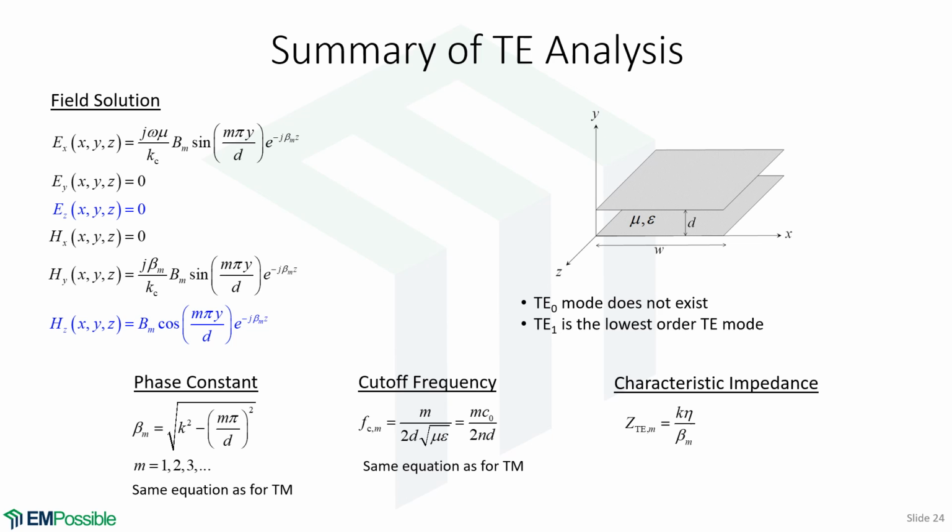So here's a summary of what we've done. We've calculated the fields for all of the TE modes. We've calculated phase constants, we calculated cutoff frequency, and we calculated characteristic impedance. And we haven't done the TM analysis yet, but I'm foreshadowing that we're actually going to get the same equation for cutoff frequencies. So that's nice because we can calculate cutoff frequencies for both at the same time. We also saw that the TE0 mode does not exist. That makes the TE1 the lowest order TE mode in the waveguide.